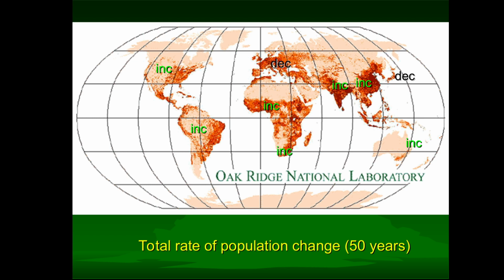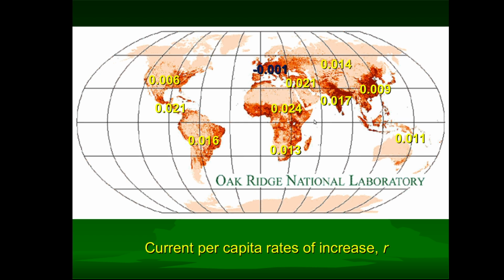Population is decreasing in Europe, increasing pretty much everywhere else, except for Japan, where it is decreasing. Then if you look at little r, the rates of little r are positive in most places, and slightly negative in Europe.